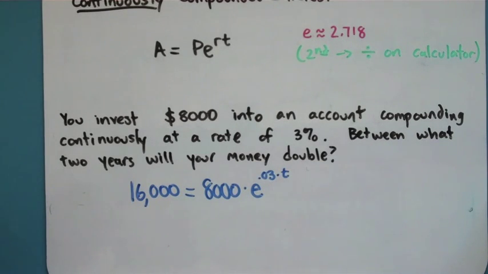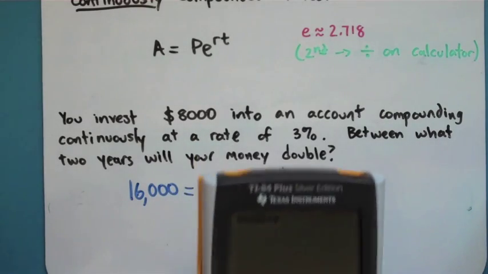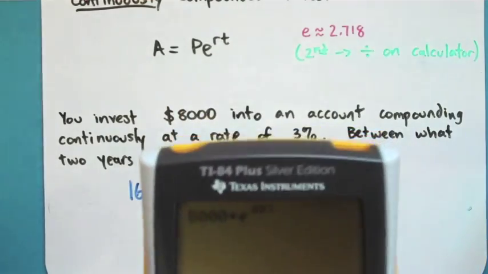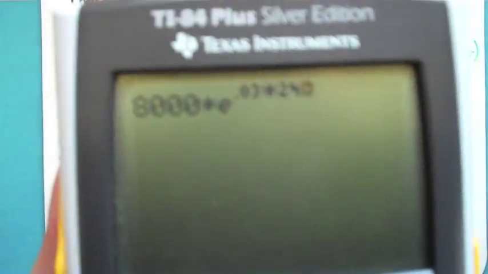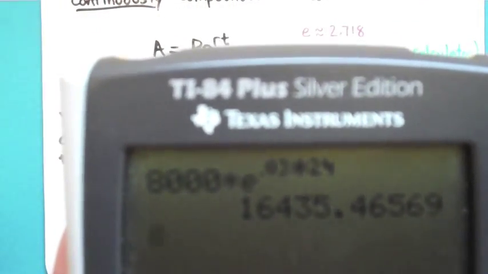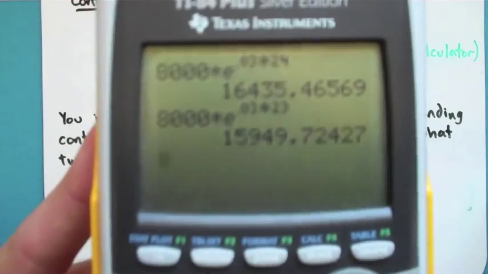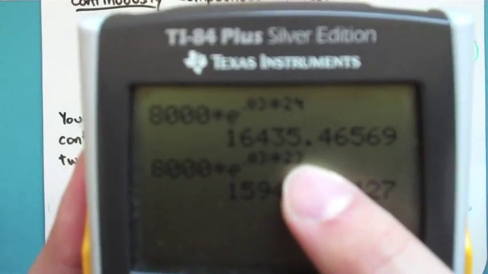What we're going to do right here, we don't have a good way to solve when we have a variable in the exponent. We haven't learned how to do that yet. That's going to be something we work on in this chapter. All I'm going to do here is take my 8,000 and just plug in different numbers for my time. So for example, I have my 8,000 times e to the 0.03 times, and I'm just going to try different numbers here until I get something that works. I went ahead and tried this one ahead of time, so I knew what the answer would be. If I try a 24, you can see right there that I'm at $16,435. But if I try a 23, I didn't quite make it to 16,000.